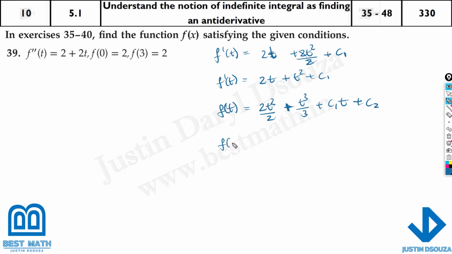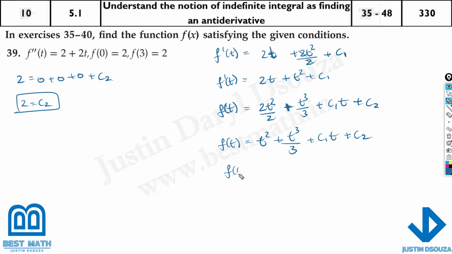Now let me simplify this. F of t is equal to t power 2 plus t power 3 by 3 plus C1t plus C2. Now, whenever we have 0, can you see this f of 0? All the t gets cancelled off, and you can easily find the constant of integration C2. So what I'm going to do is I'm going to put this first. 2 equals, all these are going to be 0 plus 0 plus 0 plus C2. So what is C2? 2 is equal to C2.